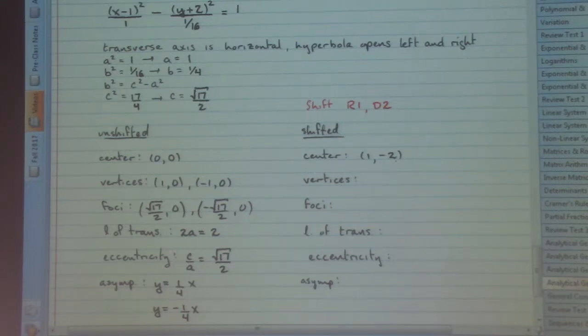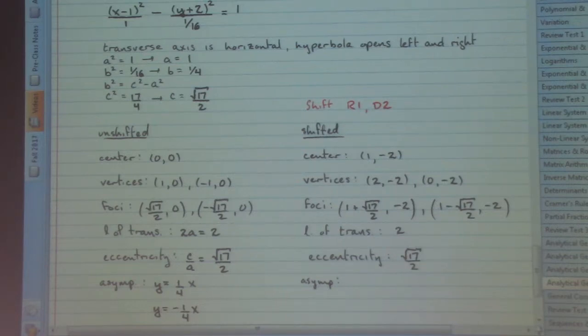I can now take that center and add it to my unshifted vertices and foci, and I can come up with the shifted versions: (2, -2) for one vertex, (0, -2) for the other. For the foci, (1 plus root 17 over 4, negative 2), and (1 minus root 17 over 4, negative 2). The length of my transverse axis remains the same. My eccentricity remains the same.